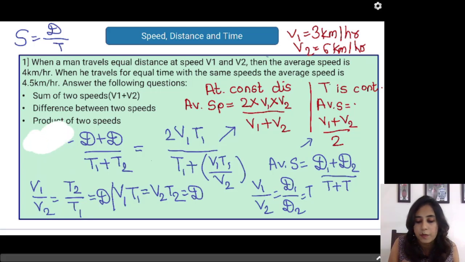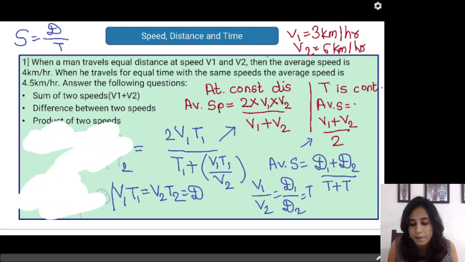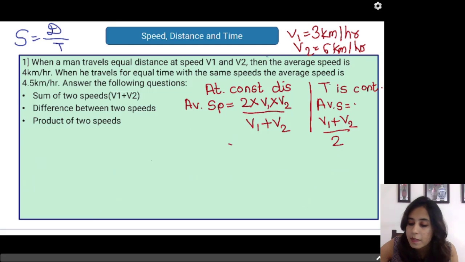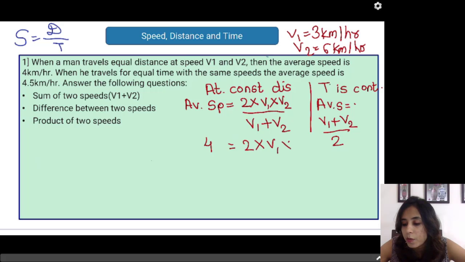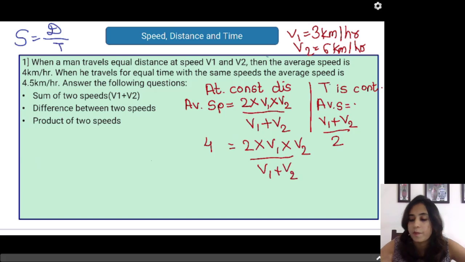Alright guys, now I am going to rub out my screen. So here we are given that the average speed at constant distance is 4 kilometers per hour. So I have 2 into V1 into V2 upon V1 plus V2 equal to 4.